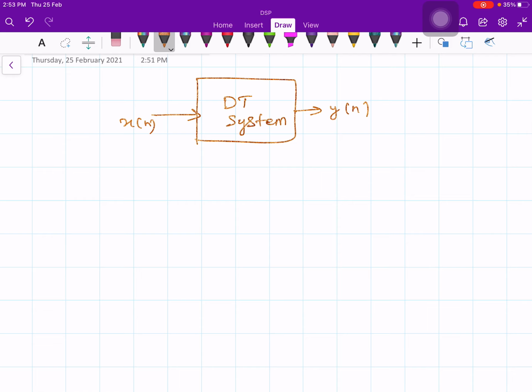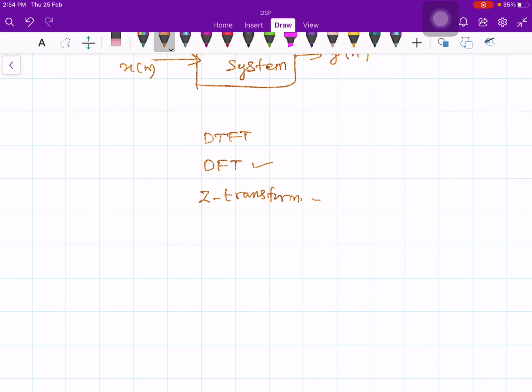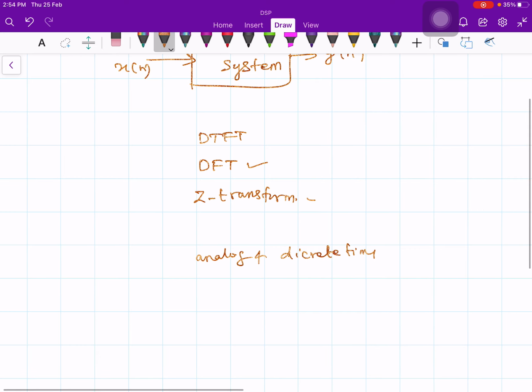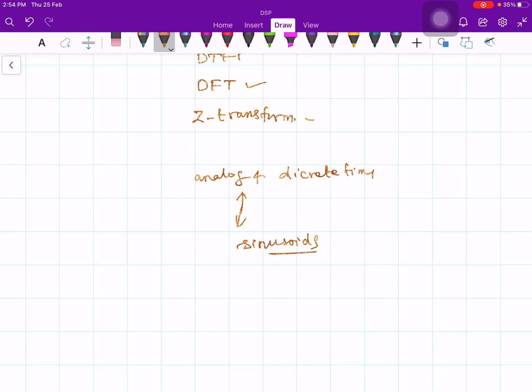So we have learnt about discrete time Fourier transform, then discrete Fourier transform, and Z transform till now. Discrete time Fourier transform, discrete Fourier transform, and Z transform of signals. Now the next question is, how do they help in characterizing discrete time systems? Well, one of the things that you should appreciate is that any signal, be it analog or discrete time, any signal can be decomposed into sinusoids, right? That's what we understood from our DFT, DTFT and Z transform.